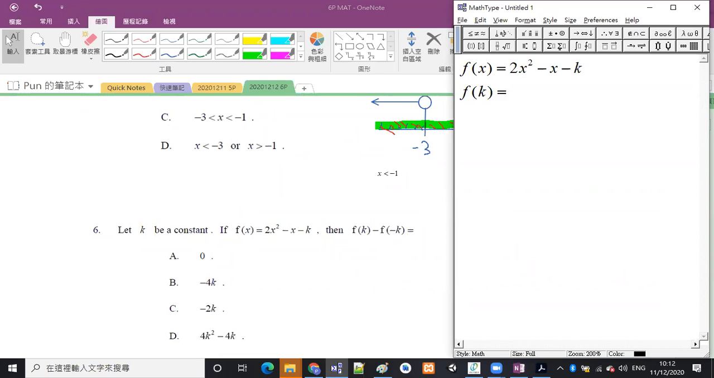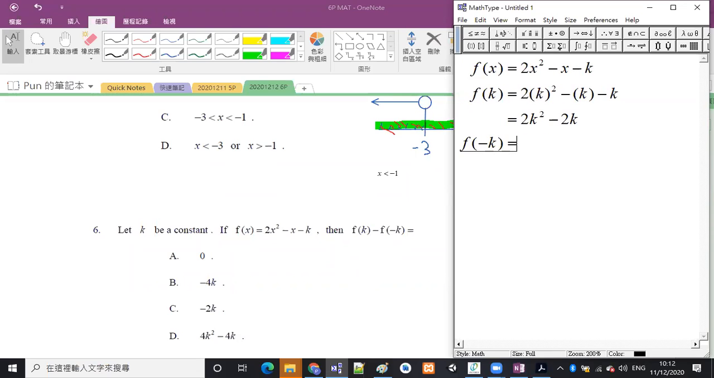If f(x) is 2x squared minus x minus k, then f(k) will be 2k squared minus k minus k. When you simplify this, it will be 2k squared minus 2k. Okay? And you also need to find f(negative k). And you just replace all the x by negative k. Like this. Okay? So careful.